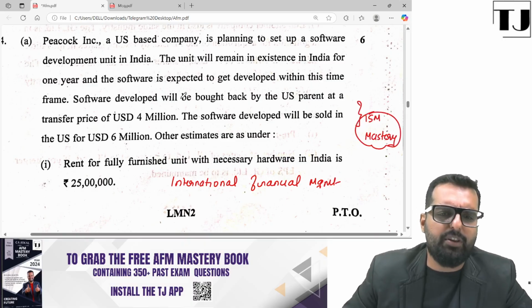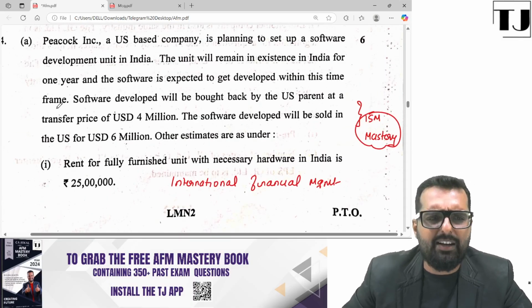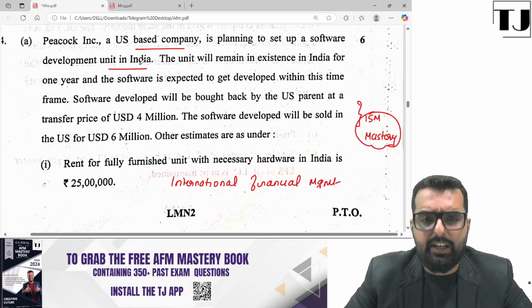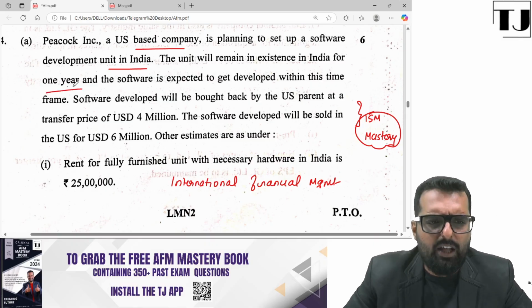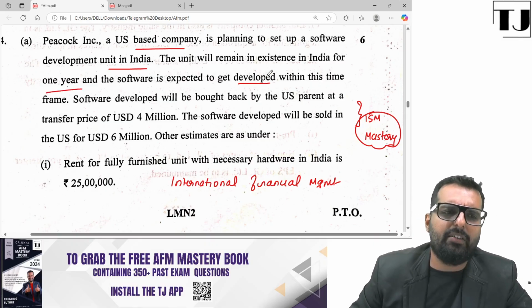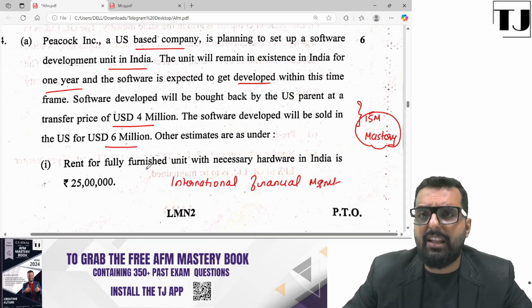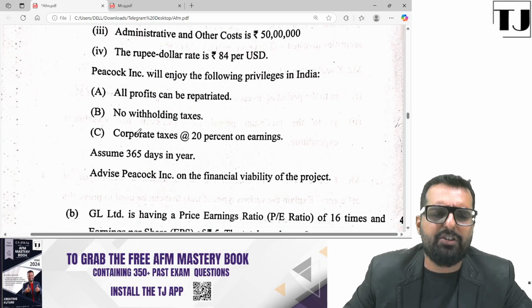So in this question, they are asking you that they have an investment. Basically, it's a company which is a US based company. They want to set up a software in India. This unit will remain in existence in India for a period of 1 year. The software is expected to get developed in this time, for which there is a transfer pricing of 4 million. Software will be developed for 6 million, and then they'll have a lot of expense. Rent will be there, manpower costs, administration costs, etc.